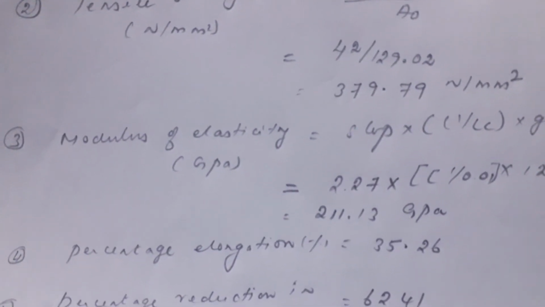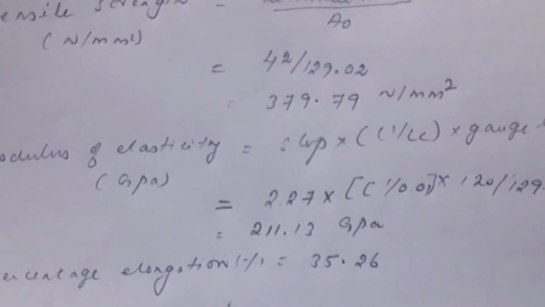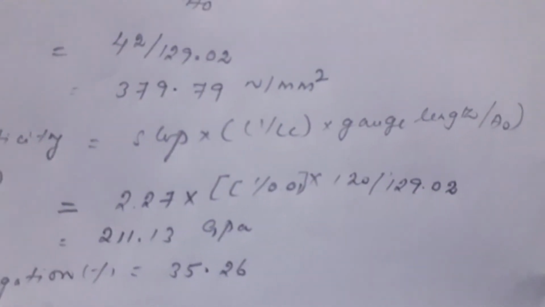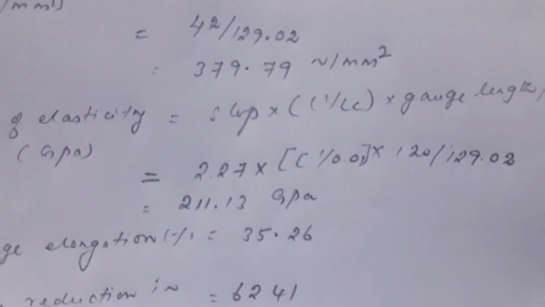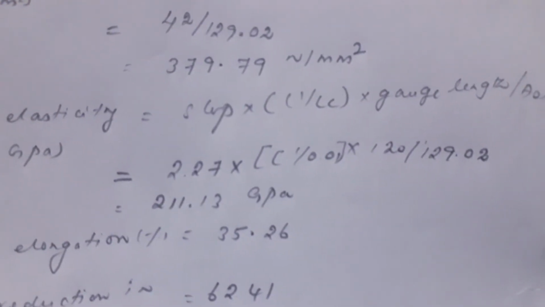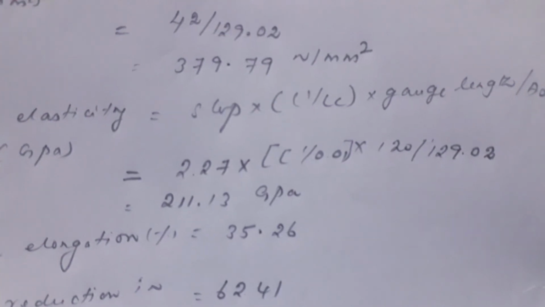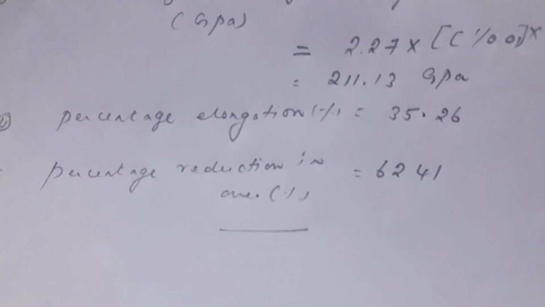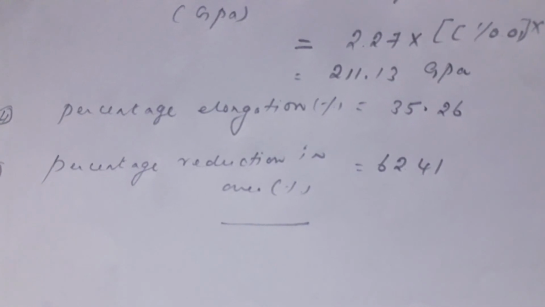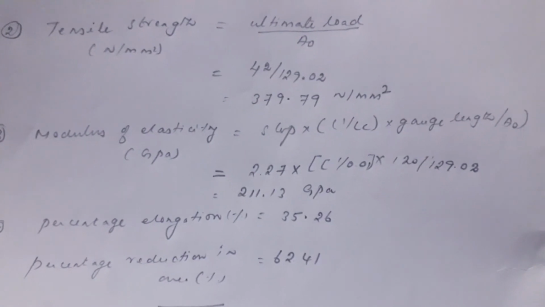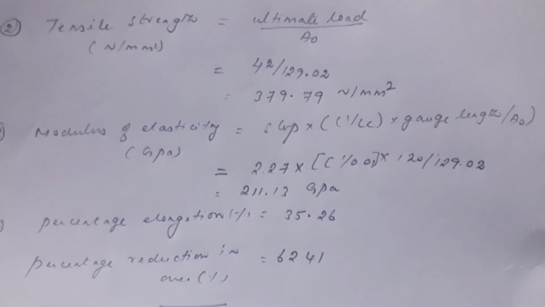Then modulus of elasticity in gigapascal, the formula is slope into 1 by least count into gauge length divided by A0. All the observation values are substituted in this formula and calculated. The final answer is 211.13 gigapascal. Afterwards, percentage of elongation is 35.26, and percentage reduction in area is equal to 62.41. So this is the final answer. Okay, thank you.